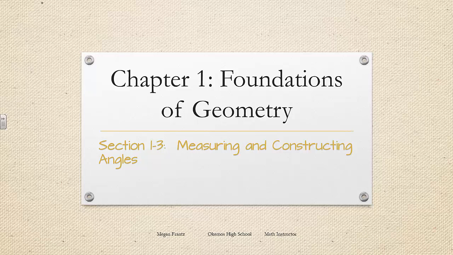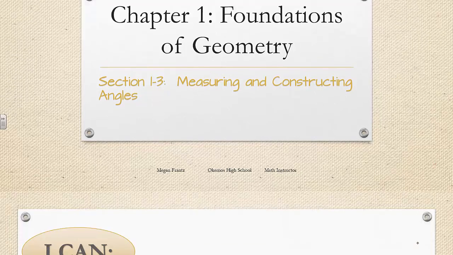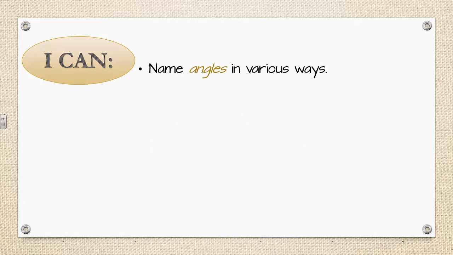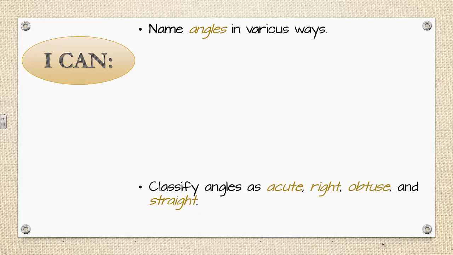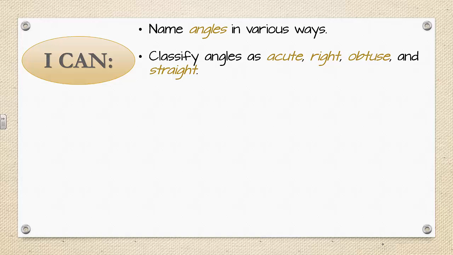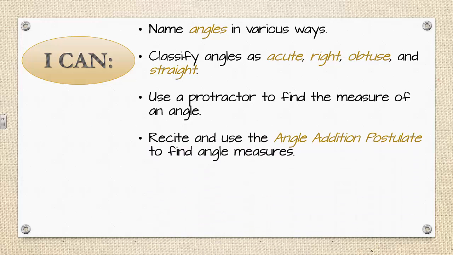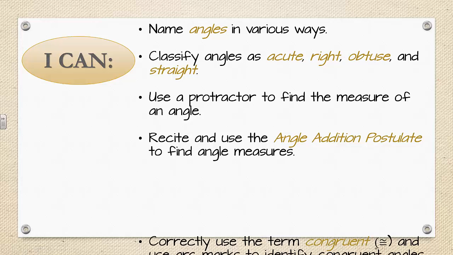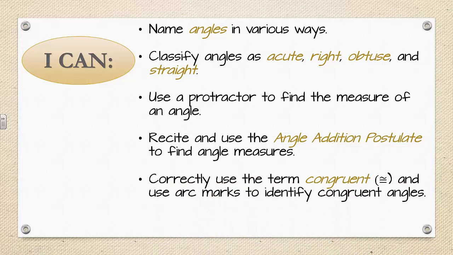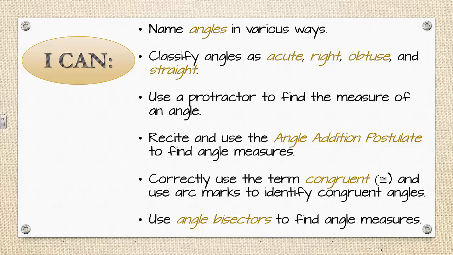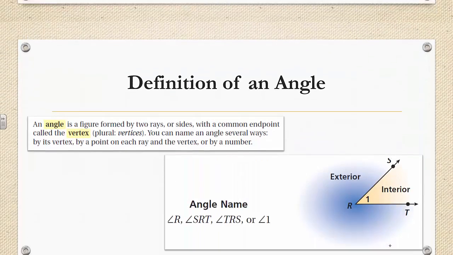Chapter 1, Section 3 is about measuring and constructing angles. So at the end of this lesson, you should be able to name angles in various ways, to classify angles as acute, right, obtuse, and straight, to use a protractor to find the measure of an angle, to recite and use the angle addition postulate to find angle measures, to correctly use the term congruent and to use arc marks to identify congruent angles, and finally, to use angle bisectors to find angle measures.